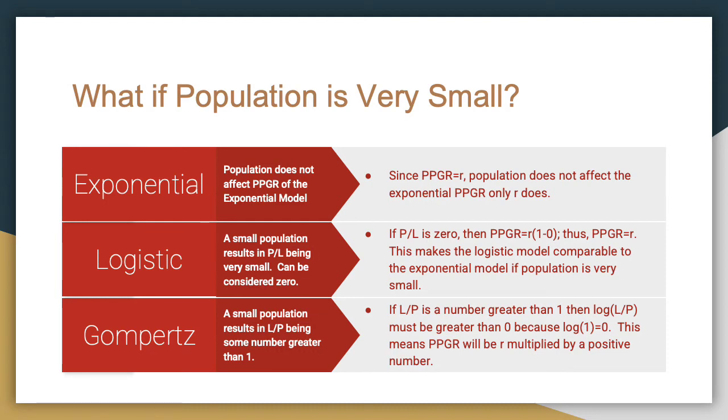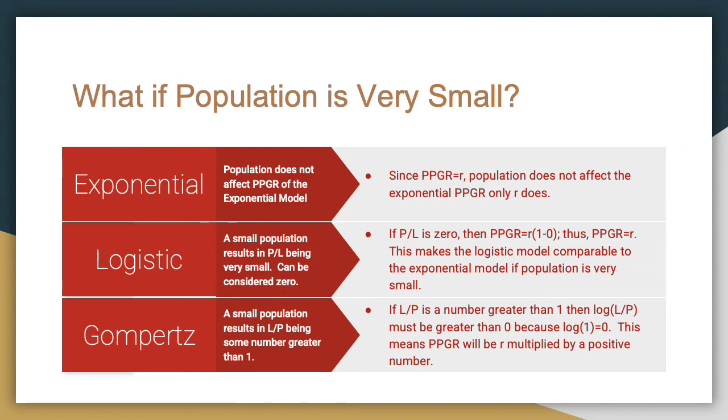Since P is divided by L, and P is very small while L is a very large number, we can consider this fraction to be 0. If this fraction is 0, then we get Ppgr equals r times 1 minus 0. Thus, Ppgr is just equal to r. This makes the logistic model very comparable to the exponential model if the population is very small.